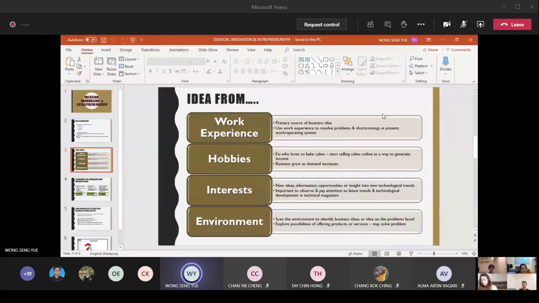Furthermore, the environment will be very important also. So I'll give you an example here. Currently, our environment is changing. Most of us prefer to stay at home. Most of us prefer to order online. So because of this changing environment, you also can get some business ideas, especially for your business.